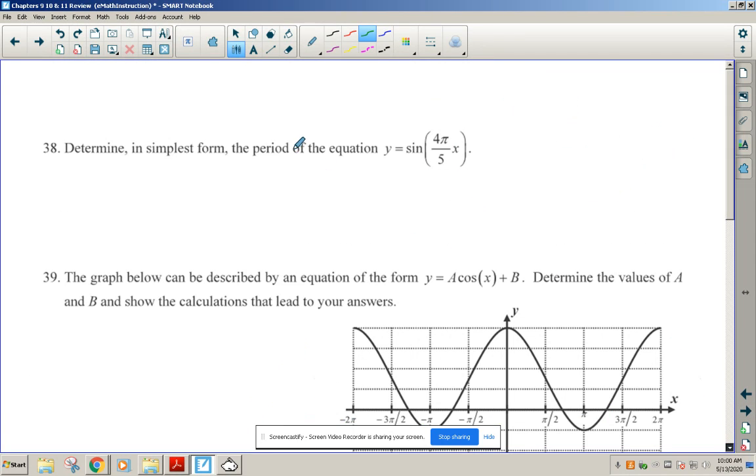All right, 38. Determine the period in simplest form. Again, the period is 2 pi divided by the frequency, which is 4 pi over 5. So again, this one, you have to be really, really good on your calculator for this.